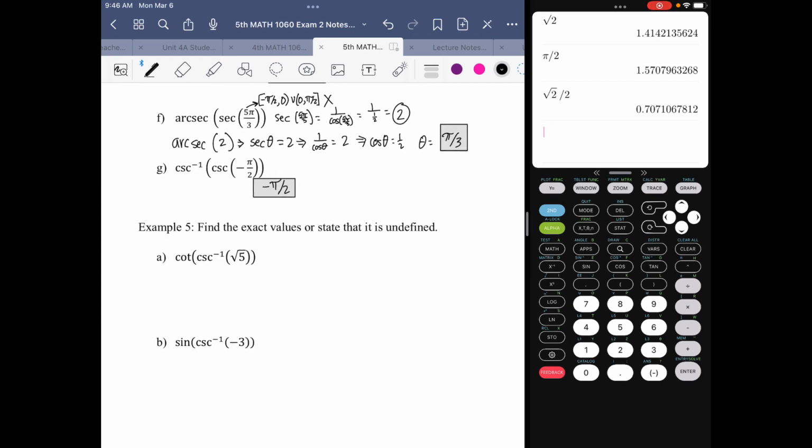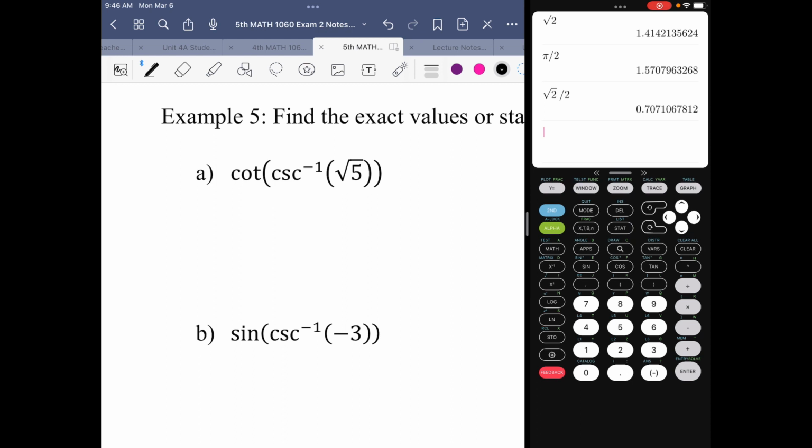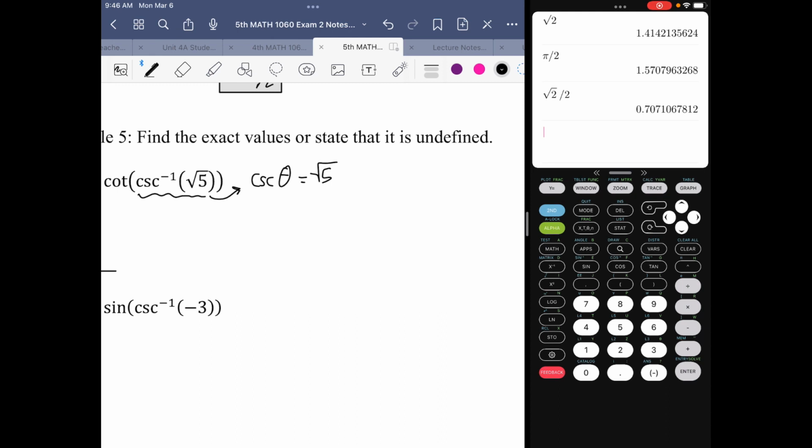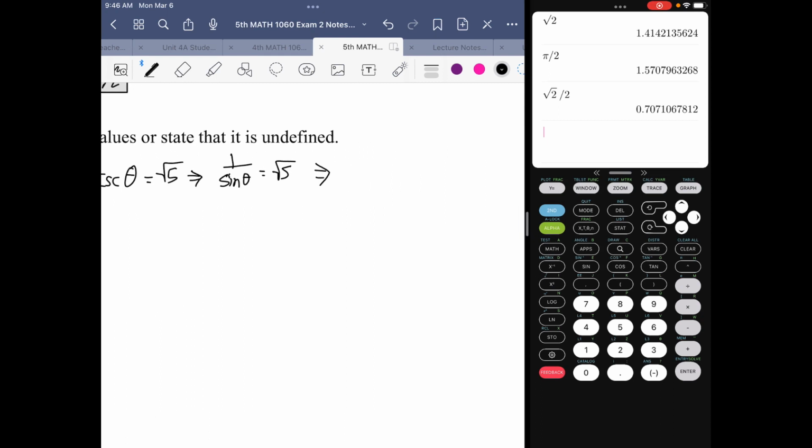Okay? All right, so here's another example for you. So these are the ones that you would have to draw an actual triangle on. Okay? So if we have the cotangent of the arc cosecant of square root of 5, this part is saying that the cosecant of what angle equals the square root of 5. And cosecant, of course, is 1 over sine, which would mean that normal sine would equal 1 over that.